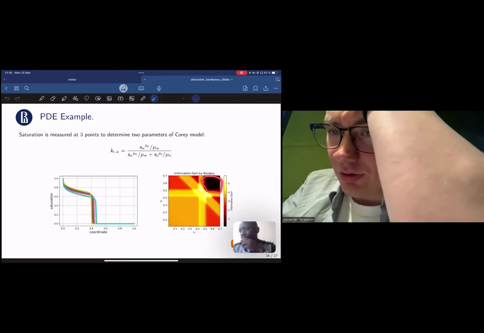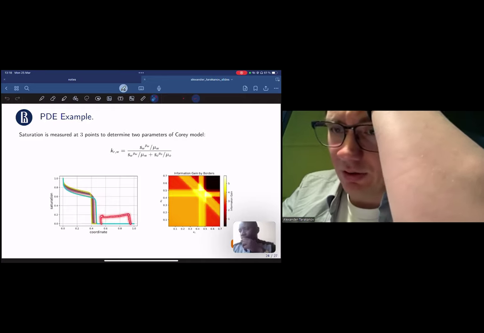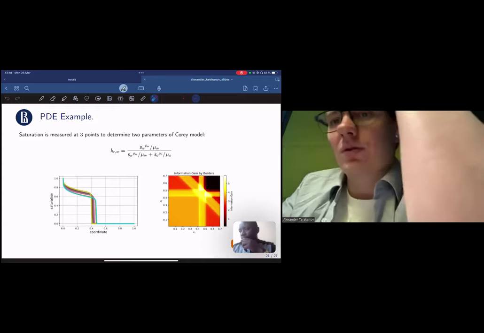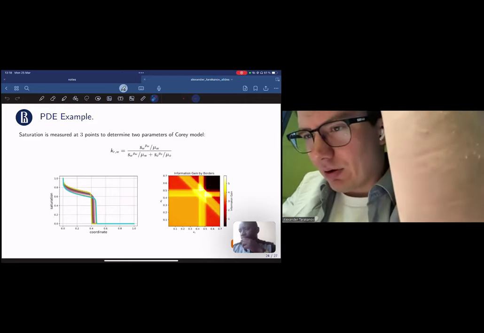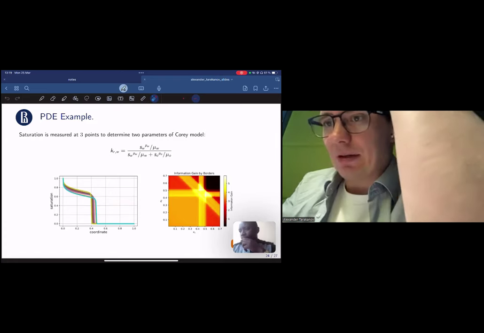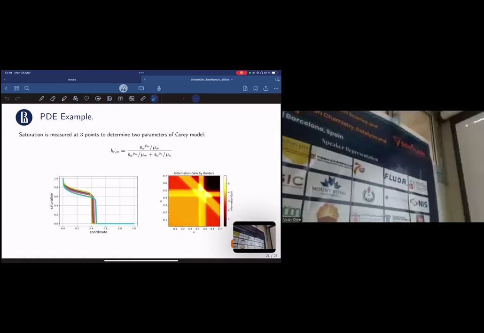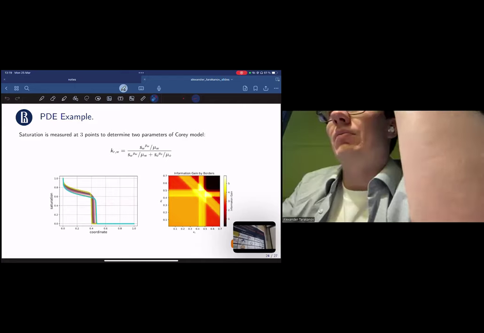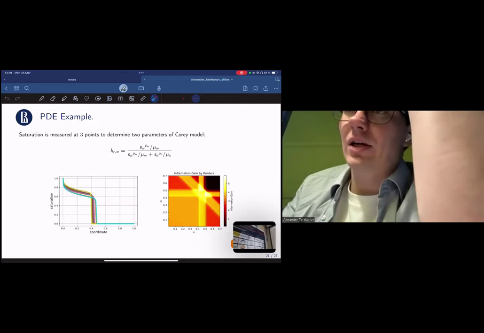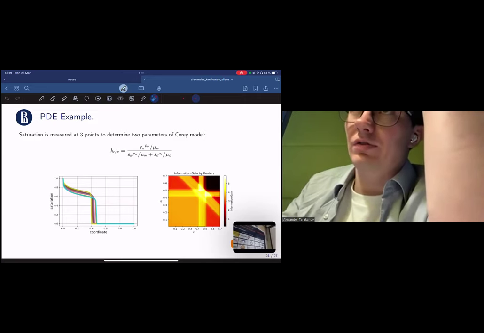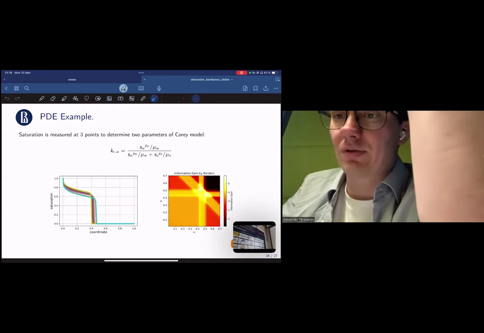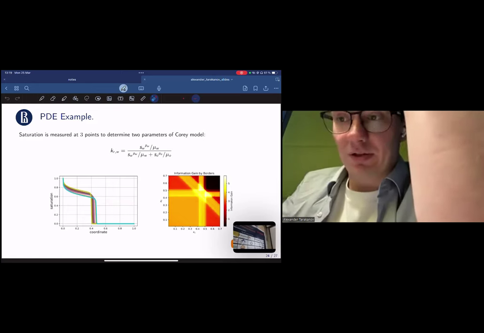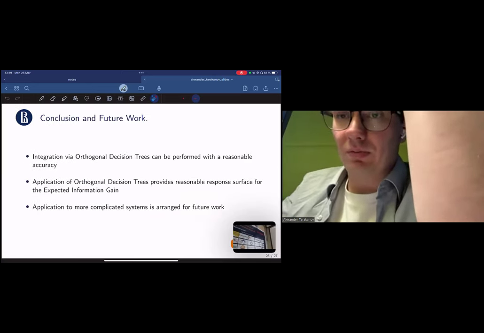Another important thing to notice is that if you put your sensors in the regions where the jump has not arrived yet, then you will get a very low amount of information, basically zero. So from this we can conclude that our machine learning model for approximation of the utility function in Bayesian experimental design provides reasonable results in terms of the experimental setup. So basically I'm done.